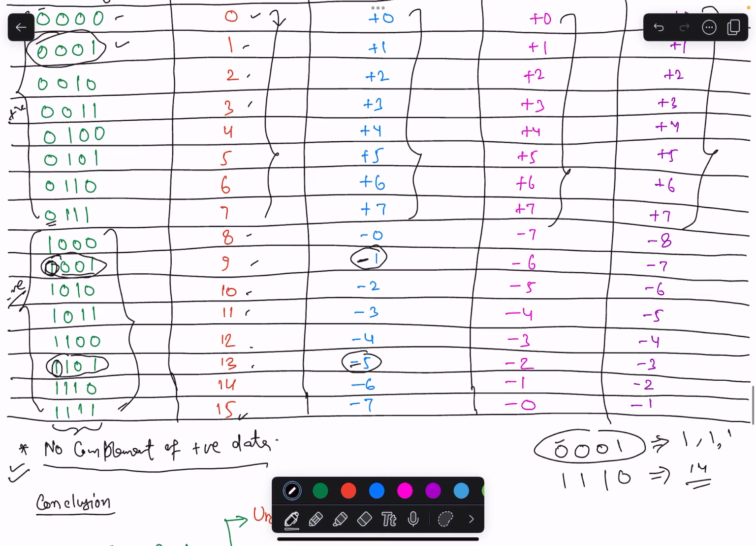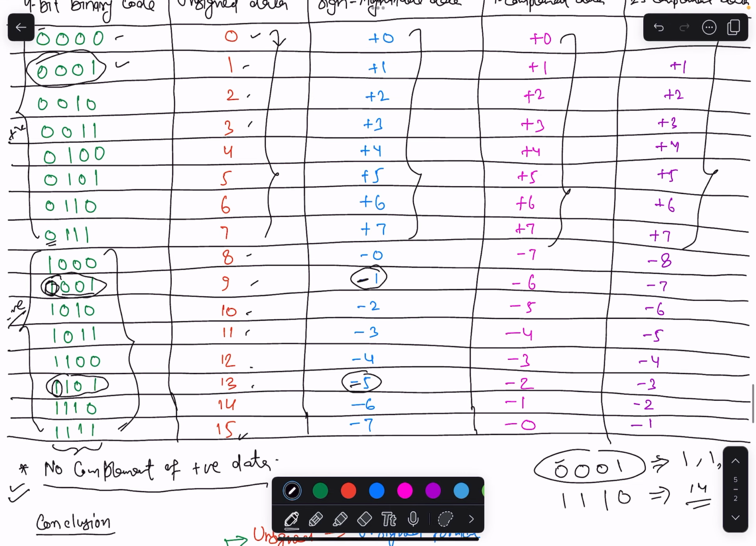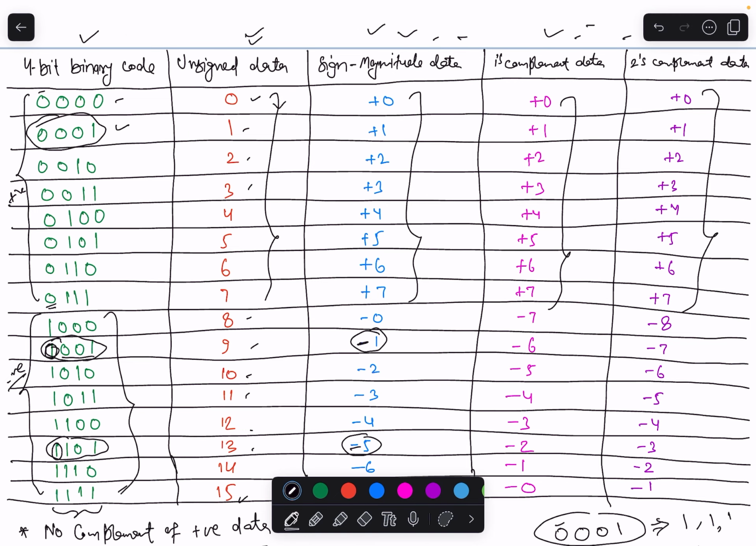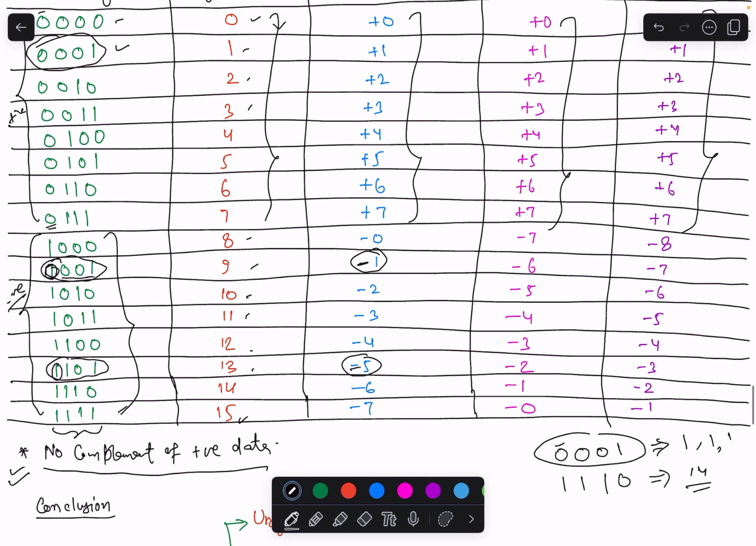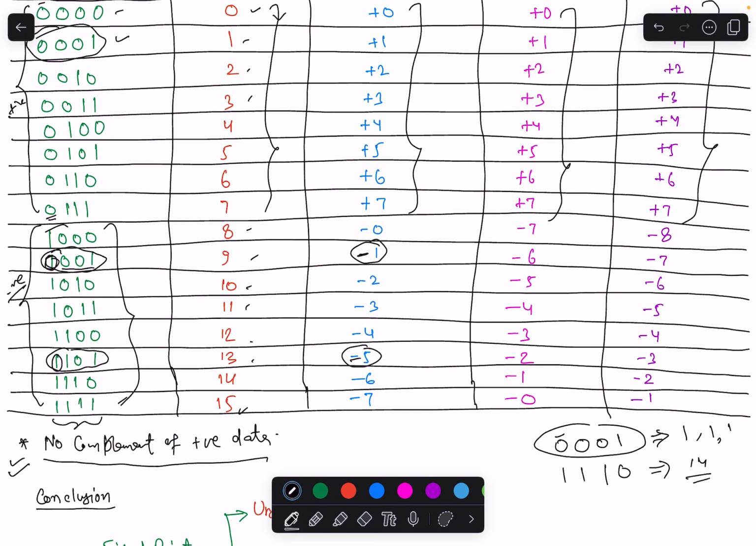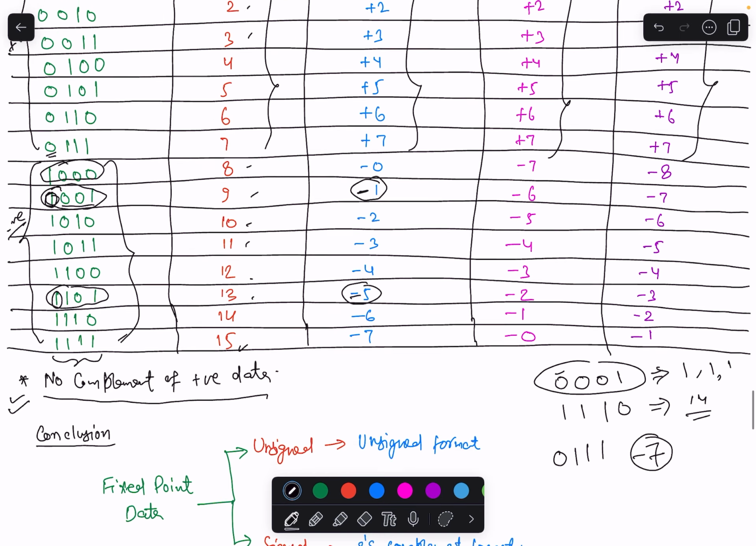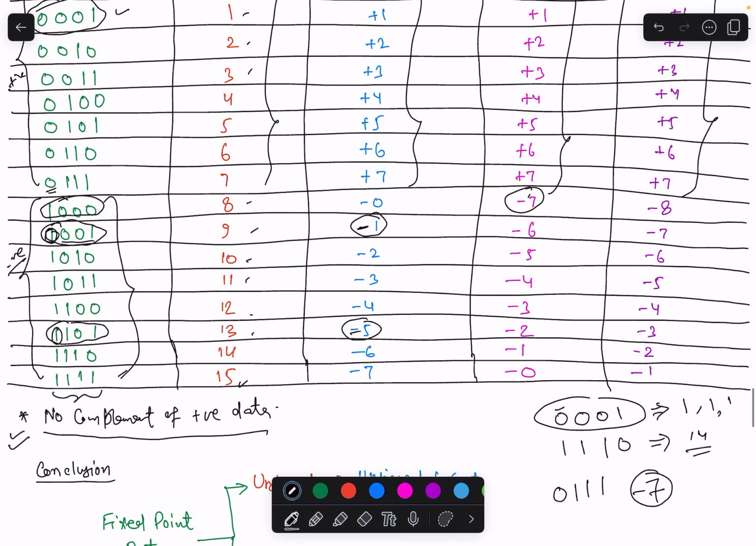This is how we calculate the sign magnitude data. We know how to calculate the ones complement data. We just invert the bits, and if we invert the bits and then add 1 to it, then we can get the two's complement data. For example, if we talk about this 1000, if we invert it, we will get 0111, that is 7, and as it is a negative number, we will have minus 7 right here.